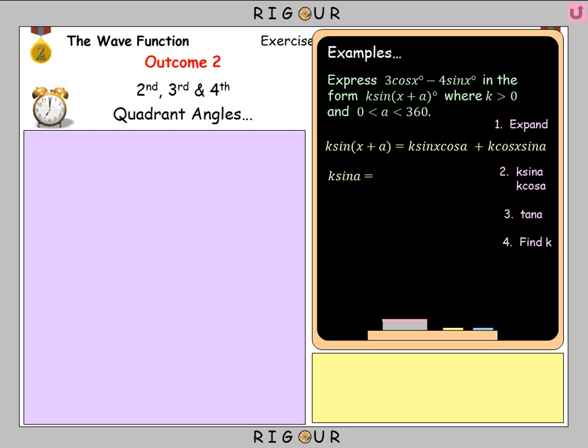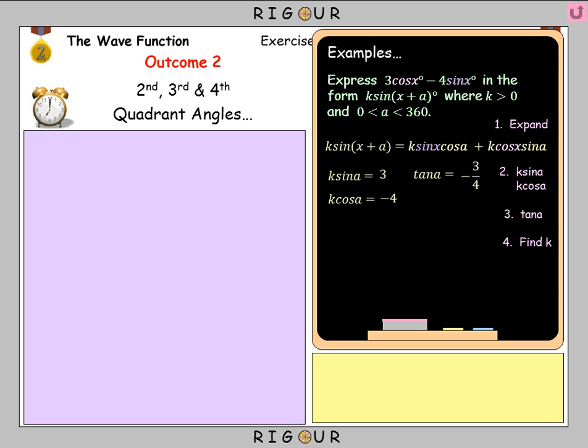So we look for k sin a. K sin a is going to be in the second bit of the expansion. This time we're underlining cos x, and that's going to correspond to 3. And then we look for k cos a, which is the first bit of the expansion, so we colour in the sin x, and as you can see, because we've got a positive term and a negative term, k cos a is going to be equal to negative 4. So that's slightly different this time. So again we're looking for tan a, and it's going to be sin over cos, so it's 3 over minus 4, so it's going to be minus 3/4.